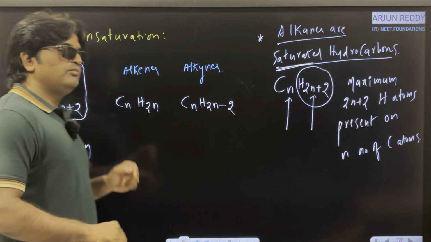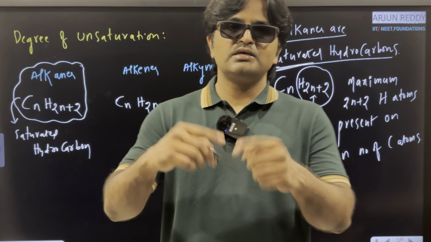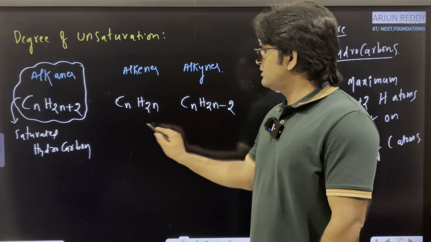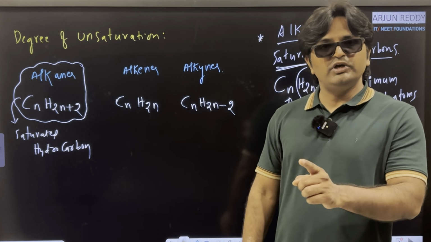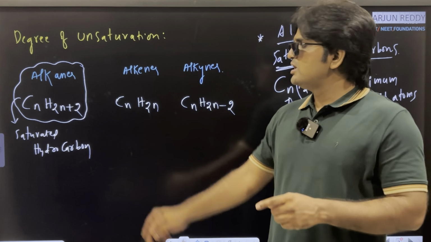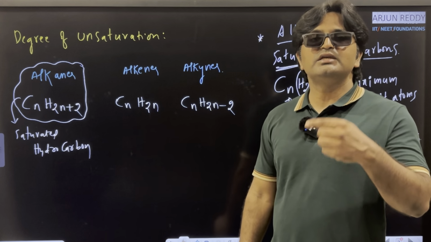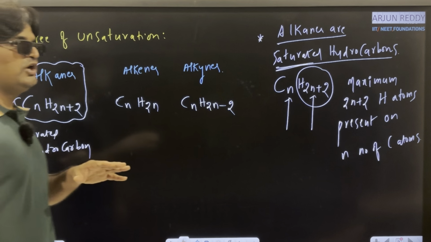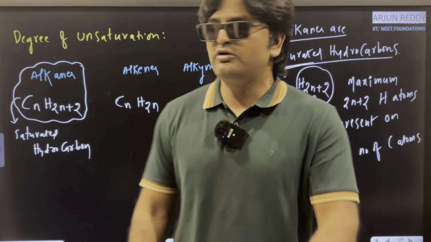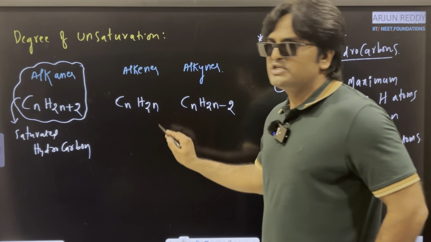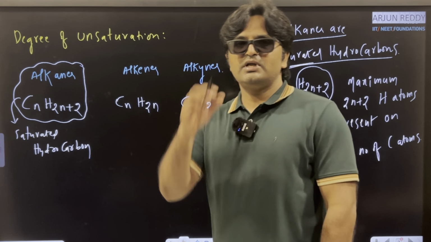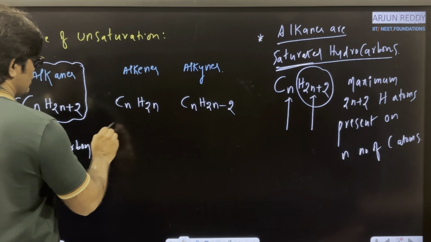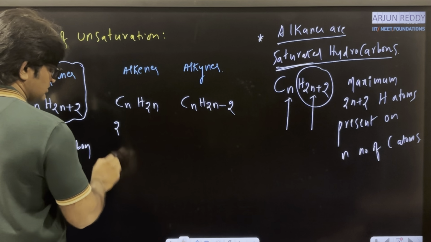Come to alkenes. Just compare the alkene molecular formula with alkanes. Here the molecular formula is CnH2n only, but not CnH2n plus 2, whereas in alkanes it is CnH2n plus 2. Now in alkenes, how many hydrogen atoms are less when compared to alkanes? 2 hydrogen atoms are less when compared to alkanes.